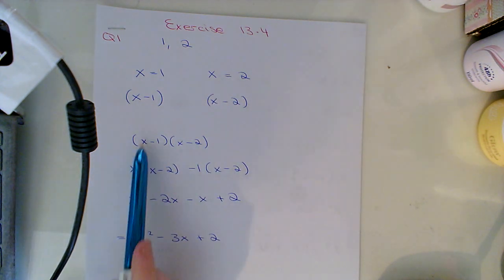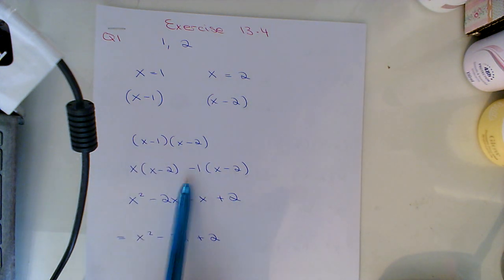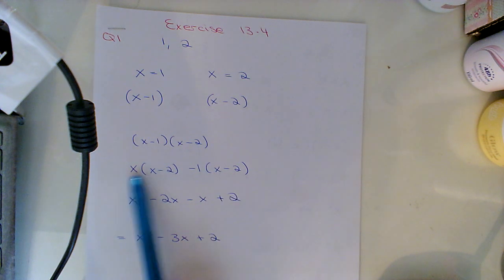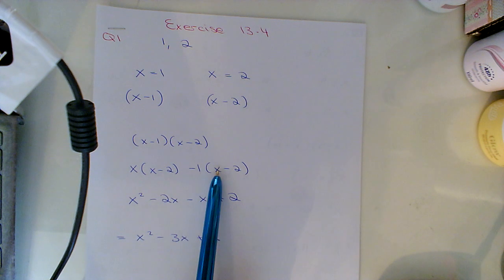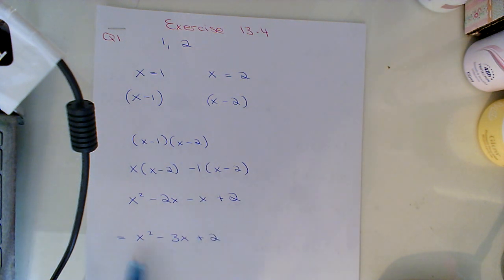So I take my first term, which is x, times everything in my second bracket, and my second term, which is minus 1, times everything in my second bracket, x minus 2. X times x, I get x squared. X times minus 2 is minus 2x. Minus 1 times x is minus x. Minus by minus gives me plus 2. And my final answer then is x squared minus 3x plus 2.